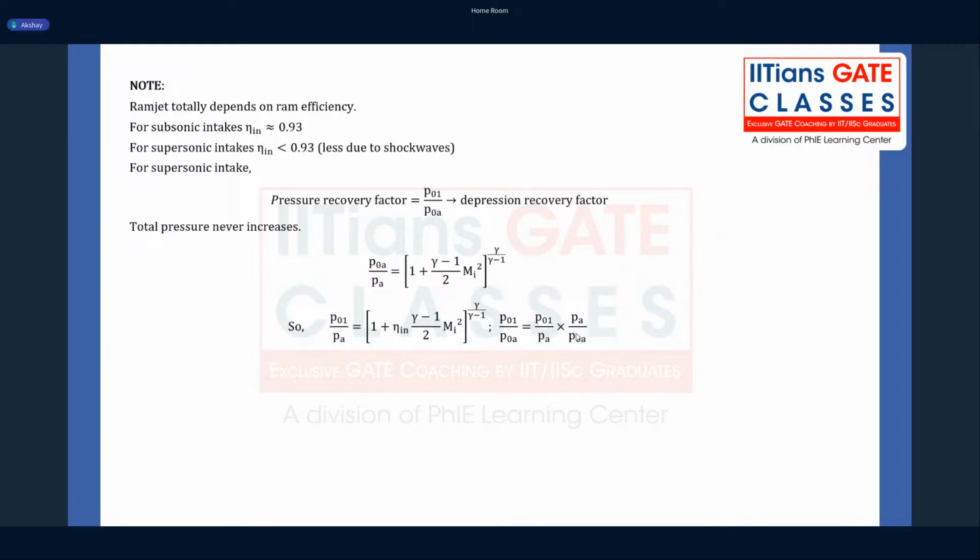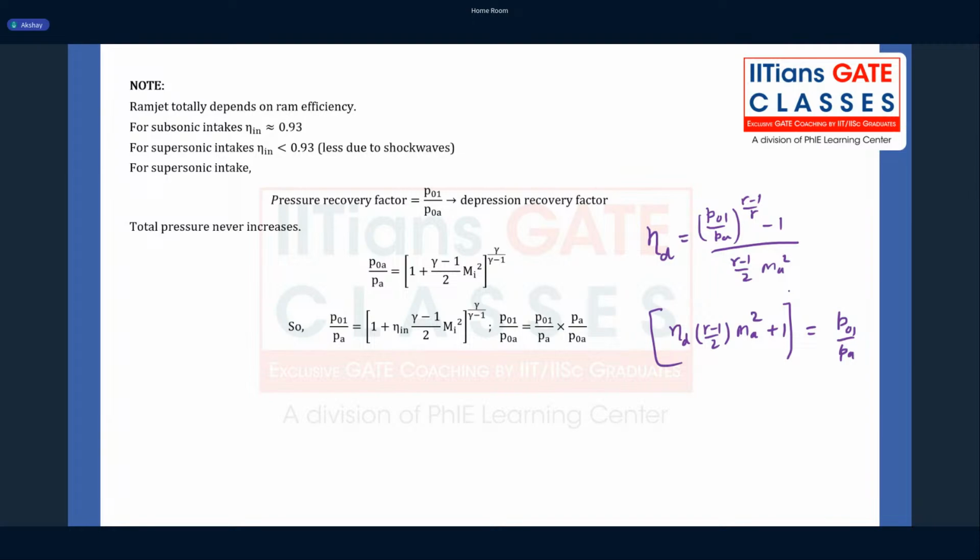But let's not go into the details of that, because we already have the efficiency, that is P naught 1 by PA to the power gamma minus 1 by gamma, minus 1, divided by gamma minus 1 by 2 times MA square. If you rearrange that, it becomes efficiency of diffuser times gamma minus 1 by 2 times MA square plus 1 is equal to P naught 1 by PA to the power of gamma minus 1 by gamma. I am taking the power to the other side, so that becomes gamma by gamma minus 1. So now we know what P naught 1 by P naught A is.